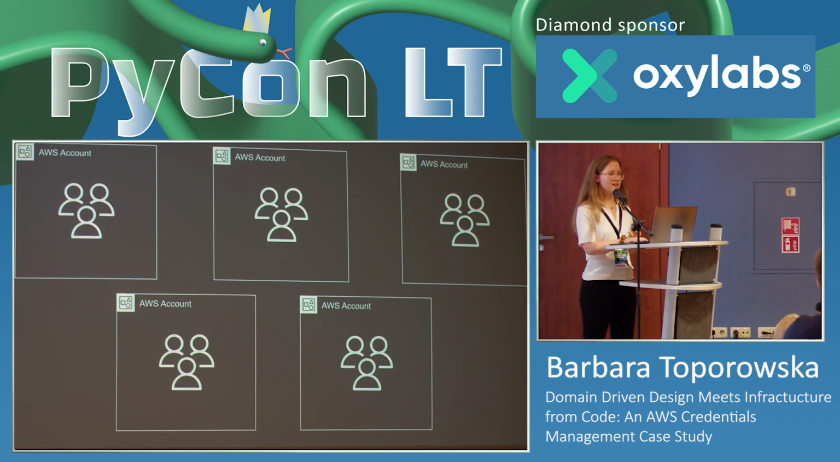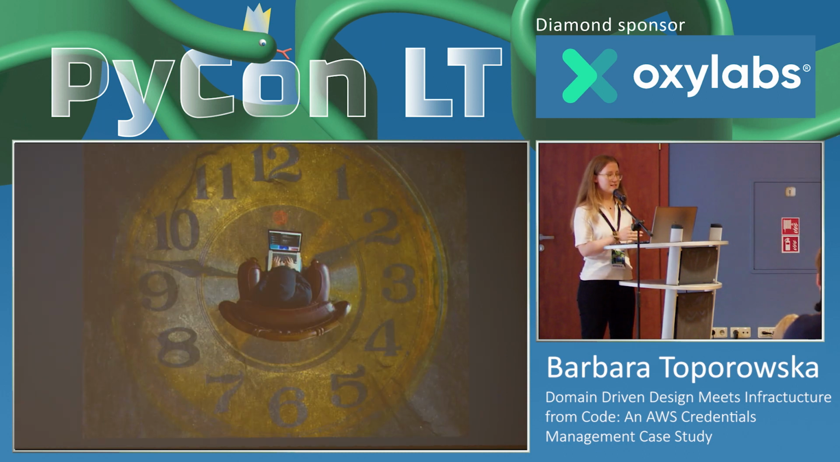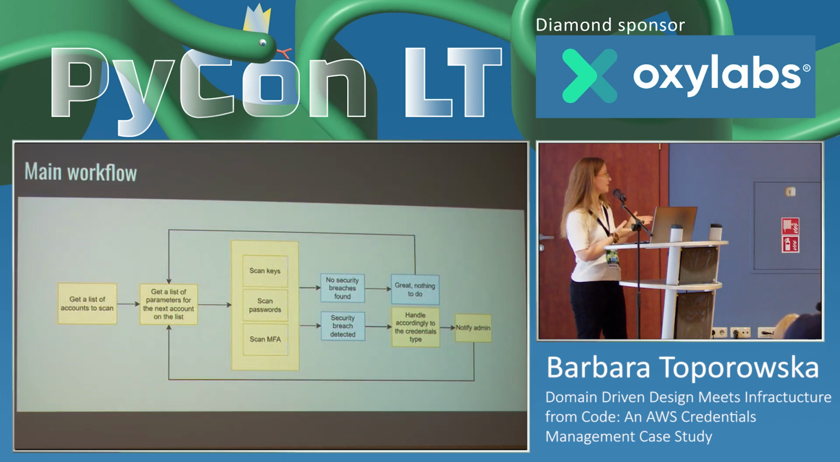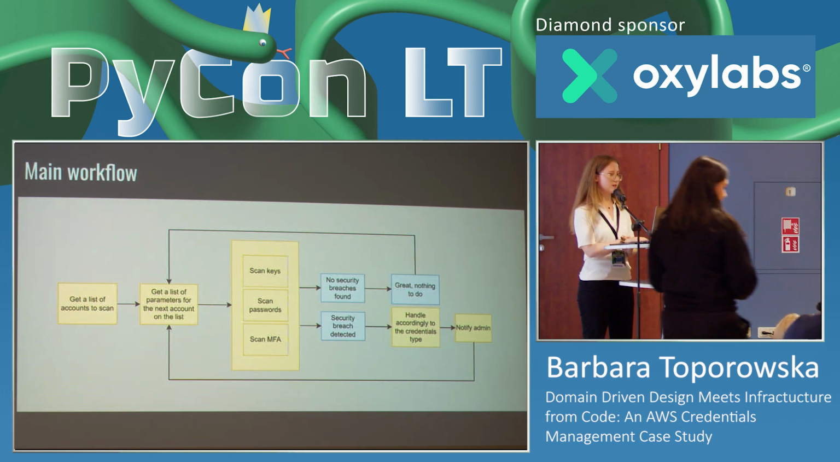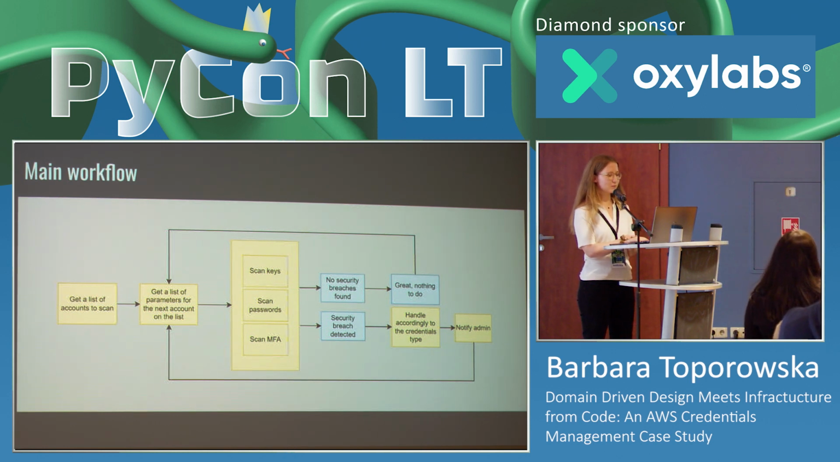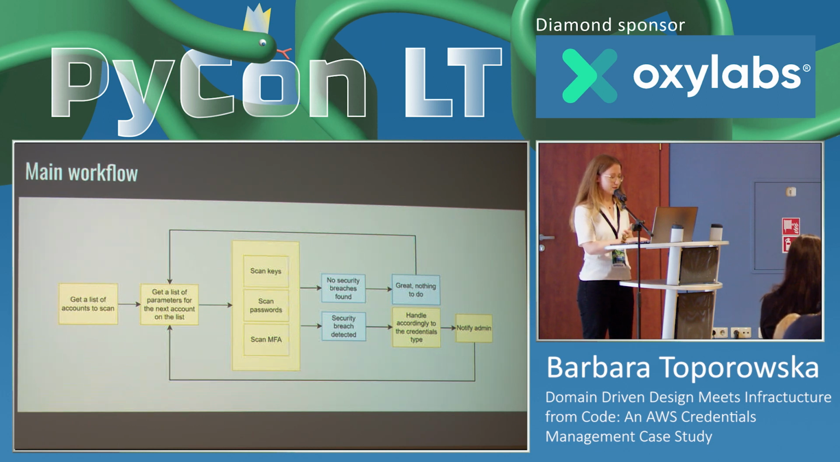So as you can imagine, managing those credentials manually is a very time-consuming venture. So a good candidate for automation. And this is the process that we're going to automate. So first we get a list of accounts to scan. For each account we get a list of parameters specifying the security requirements for the specific account. So for example, a threshold after which a key is considered to be expired. According to those requirements, we scan all credentials in this account. And if we found any security breaches, we need to handle them accordingly to the credentials type. And of course, notify the administrator of everything that happens.